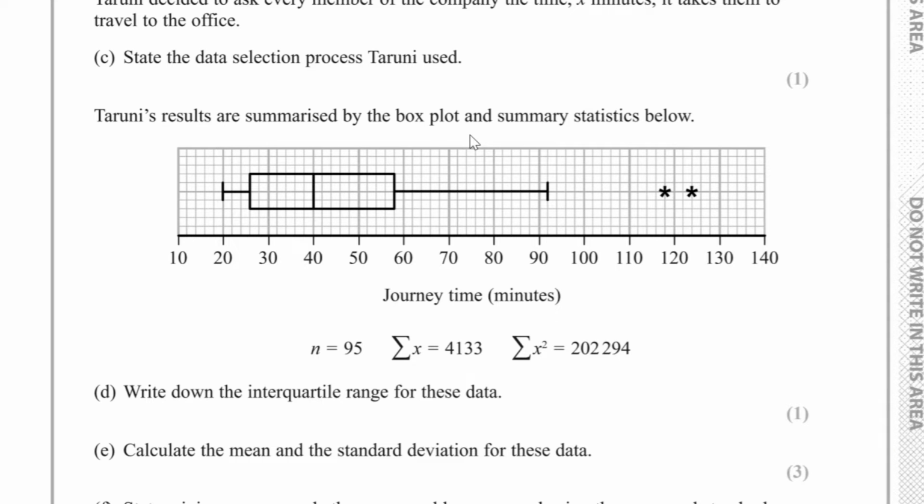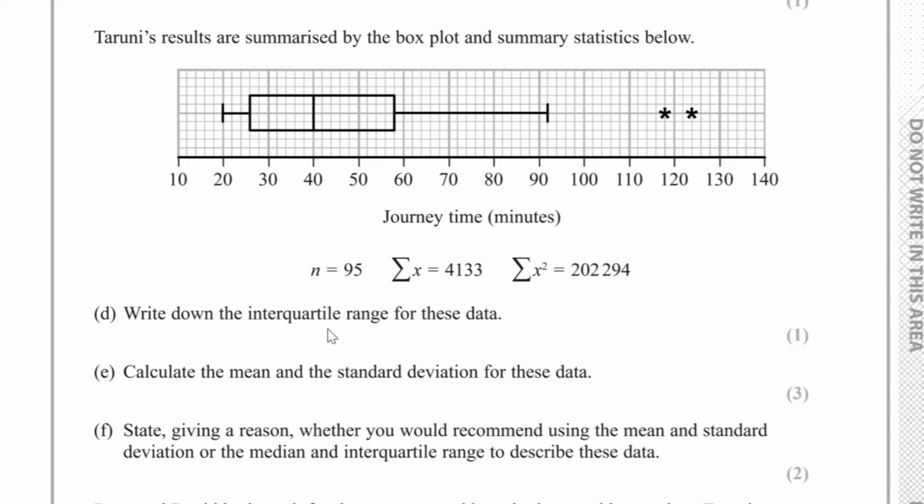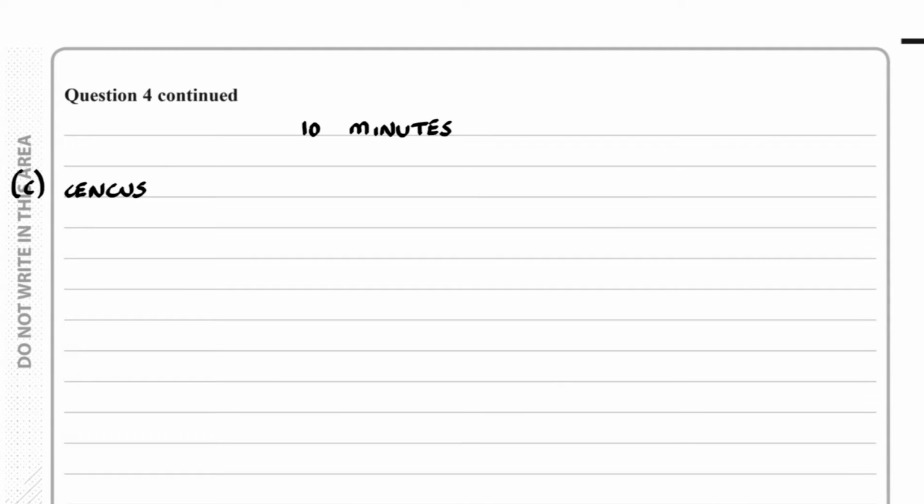Now, Taruni's results are summarized by the box plot and summary statistics below. And for part D, we have to write down the interquartile range for these data. Well, if I take a look at this value here, that's 58, and this value here, that's 26. The upper quartile is 58, the lower quartile is 26. So the interquartile range is the upper quartile 58 subtract the lower quartile 26, so we get 32 minutes, and make sure we state the units.